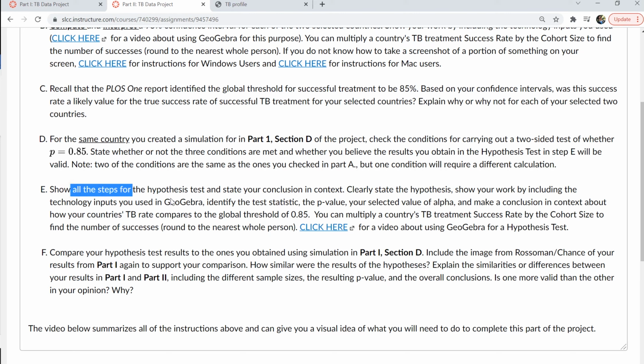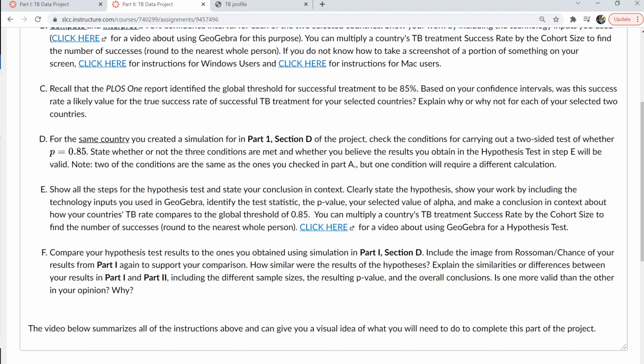For part E, it'll ask you to show all steps for the hypothesis test, aside from the conditions that were already checked. Be sure you state the two hypotheses, the null and the alternative, show work with the outputs from GeoGebra, identify the test statistic, the p-value, select a value of alpha, I suggest 0.01, 0.05, or 0.10, and make a conclusion in context.